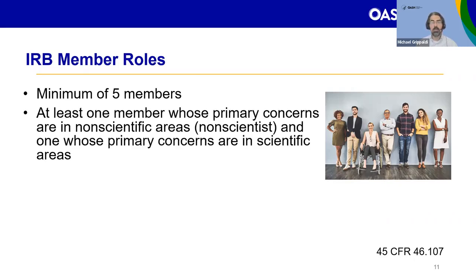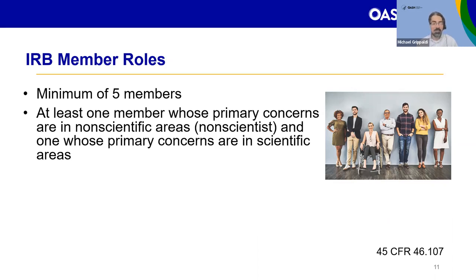An IRB must have at least one member whose primary concerns are in the non-scientific areas. This person is informally called the non-scientist. Similarly, the IRB must have at least one member whose primary area of expertise is in the sciences. And you guessed it, this person is referred to as the scientist. Usually obtaining the scientist is not an issue for IRBs. Normally, the majority of the board is scientists, and you'd have 1 or 2 non-scientists. And the regulations say that this is the minimum. You need 1 of each, but there's really no maximum according to the regulations.